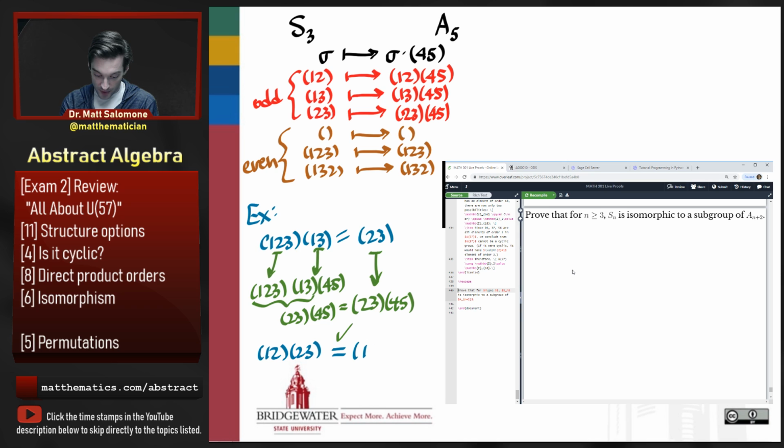No, 1, 2, 3. Right? 1 is going to go to 2. 2 is going to go to 3, which stays put. And then 3 is going to go to 2, which goes to 1. So it closes up my 3-cycle. (1 2 3), meanwhile, under this homomorphism, is going to go to (1 2 3).